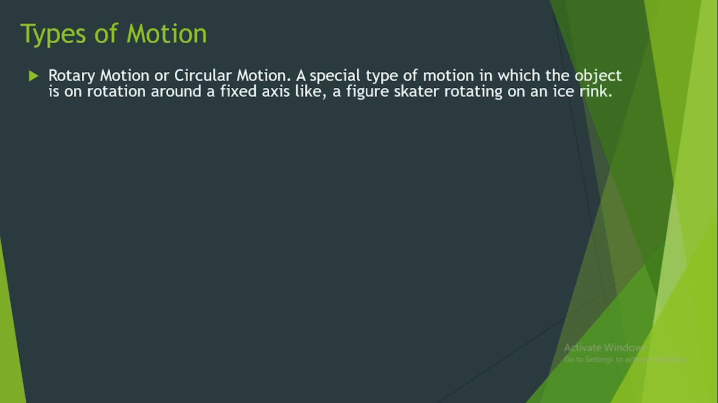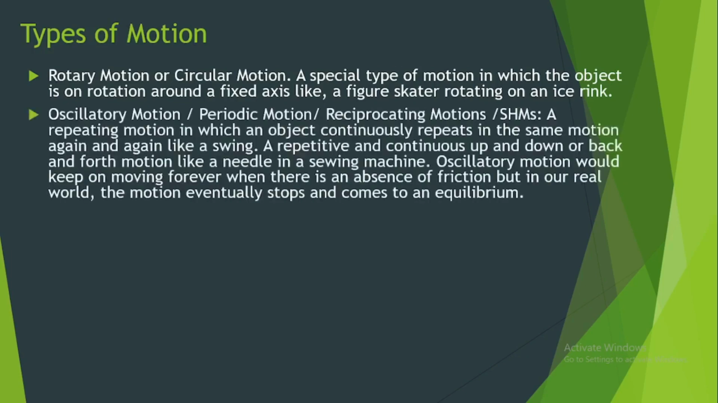Another kind of motion is the oscillatory motion, sometimes called periodic motion or reciprocating motion, otherwise known as simple harmonic motion, abbreviated as SHM, a repeating motion in which an object continuously repeats the same motion again and again like a swing. A repetitive and continuous up and down or back and forth motion like a needle in a sewing machine. Oscillatory motion would keep on moving forever when there is an absence of friction, but in our real world, the motion eventually stops and comes to an equilibrium.